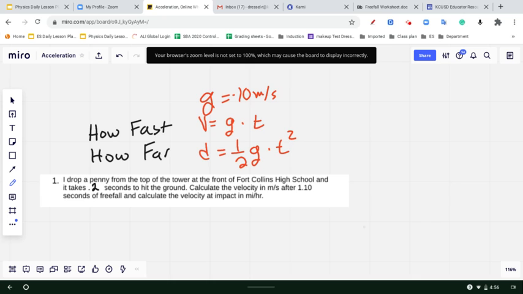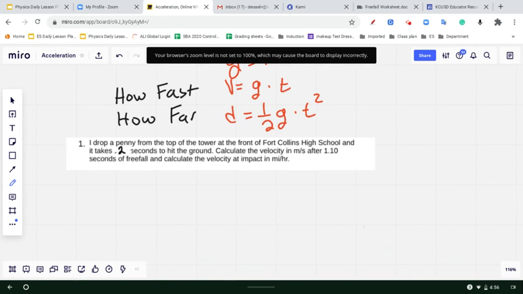A couple things that we're going to look for from the word problem. Basically, I drop a penny from the top of a tower and it takes 2 seconds to hit the ground. Now if I want to estimate, first you want to draw a diagram of some kind. For me, I'm just going to draw a very simple diagram. It's just a tall tower of some height. I don't necessarily know how high it is, but I know how long it took for the penny to fall.